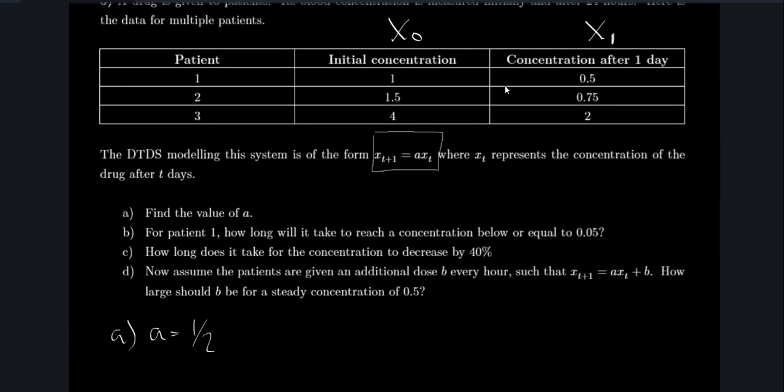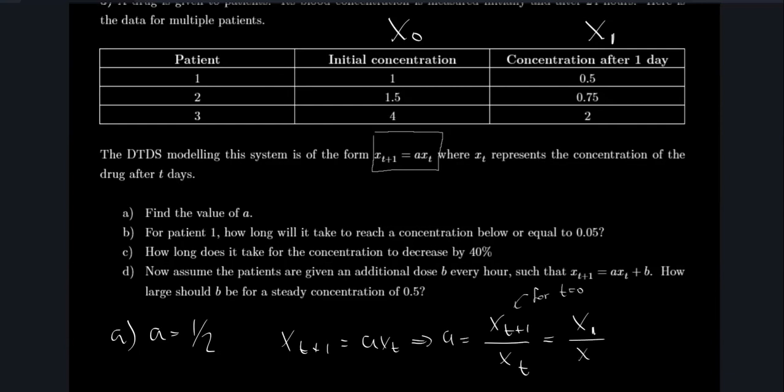But if you had weirder numbers and it wasn't so easy to see, given that your system is x of t plus 1 is equal to a times x of t, all you do is solve for a. So it's x of t plus 1 over x of t. In this particular case, you're given x1 and x0, which is convenient. You just set t equal to 0 if you wanted to be technical, and you get x1 over x naught, because this is true for any t.